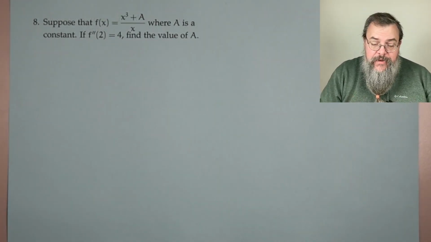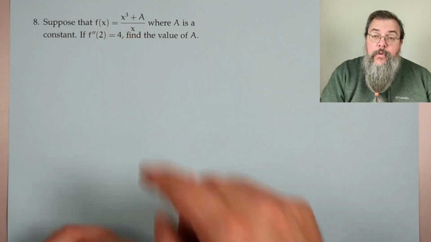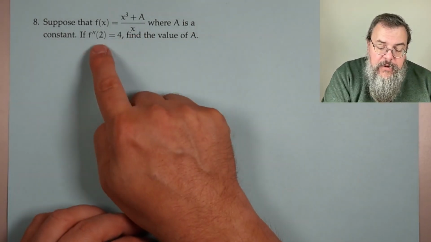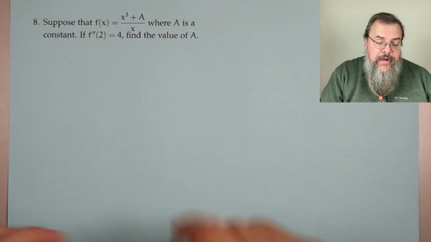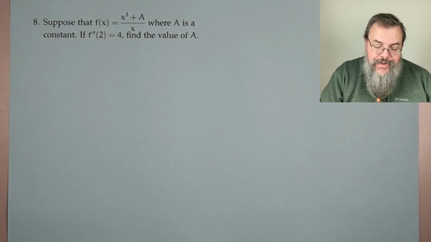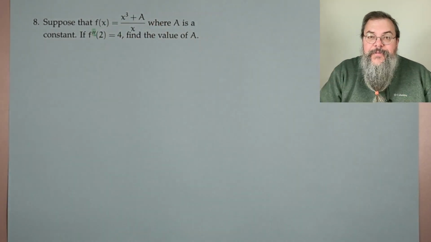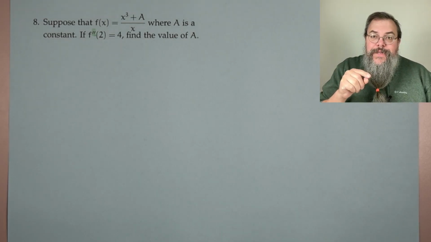Suppose that f of x has the form x cubed plus a over x, where a is a constant. And we're told f double prime of 2 equals 4, and we need to find the value of a. Now, a quick notational note. This double prime, we haven't actually said this yet out loud. There's 2, right? What does that mean?